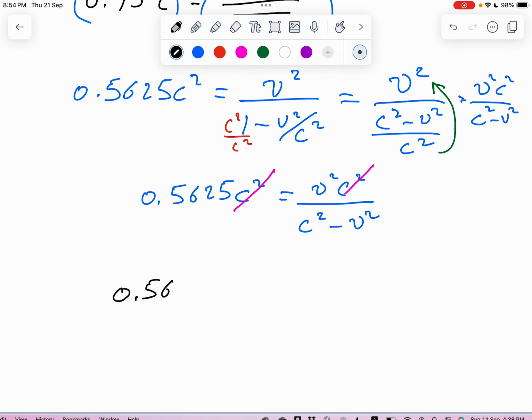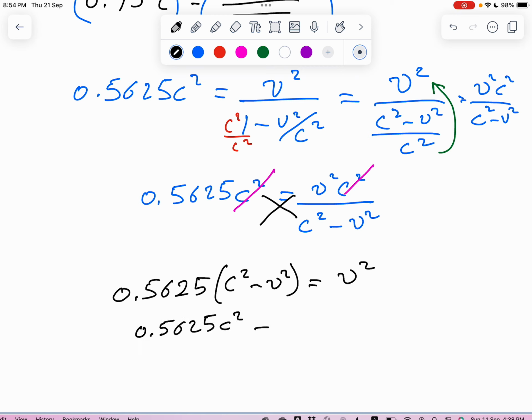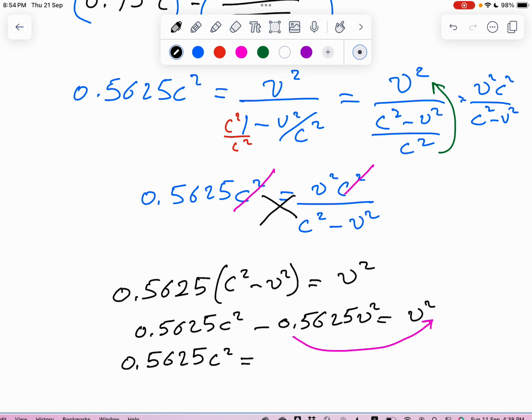So 0.5625 multiplied by c squared minus v squared equals v squared. So 0.5625 c squared minus 0.5625 v squared equals v squared. This is v here. Now I'm going to take this one to the other side. So we'll have 0.5625 c squared equals v squared plus this value.